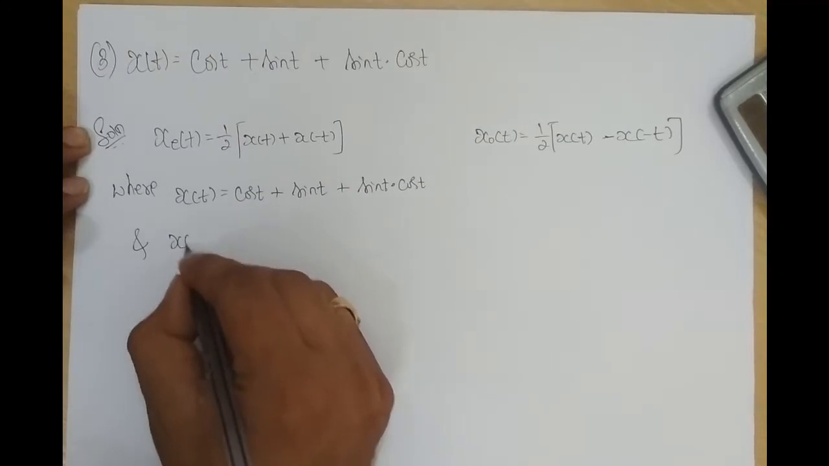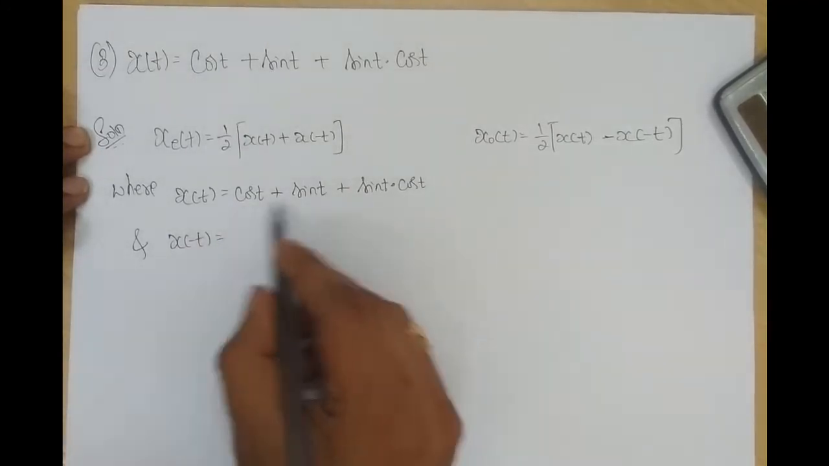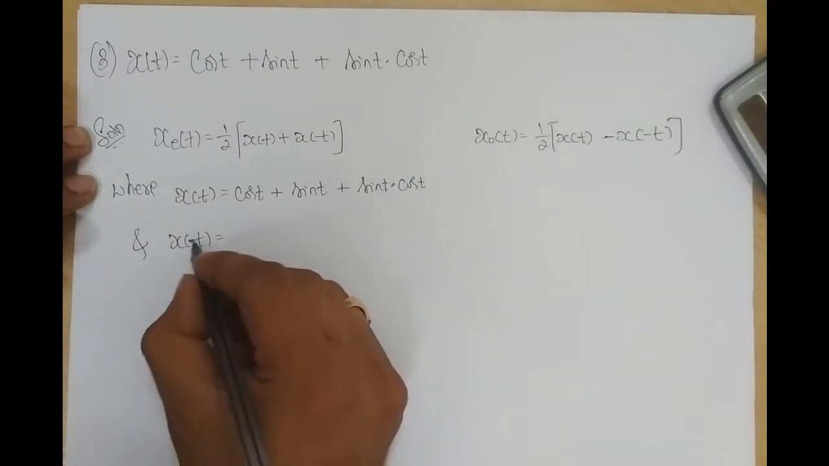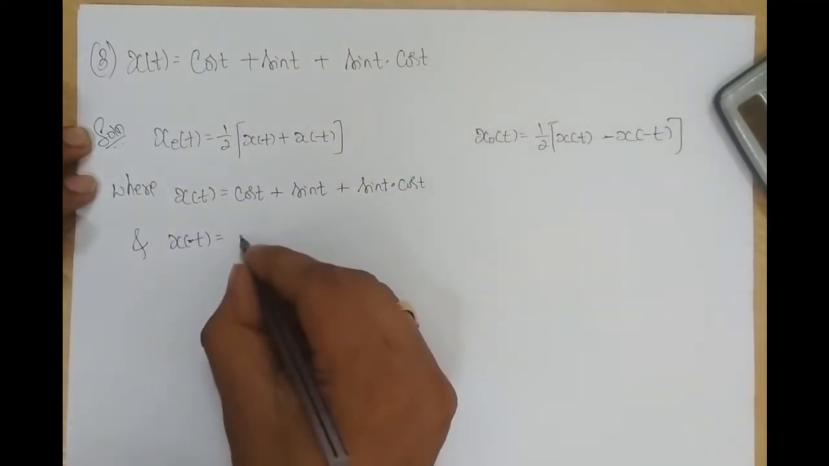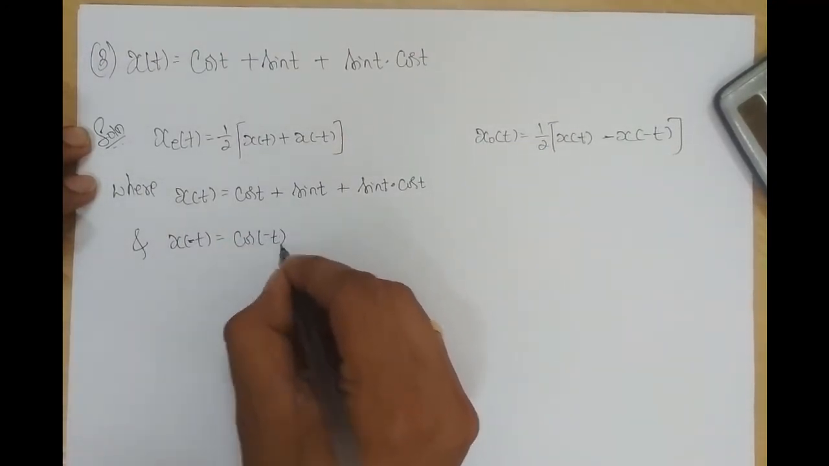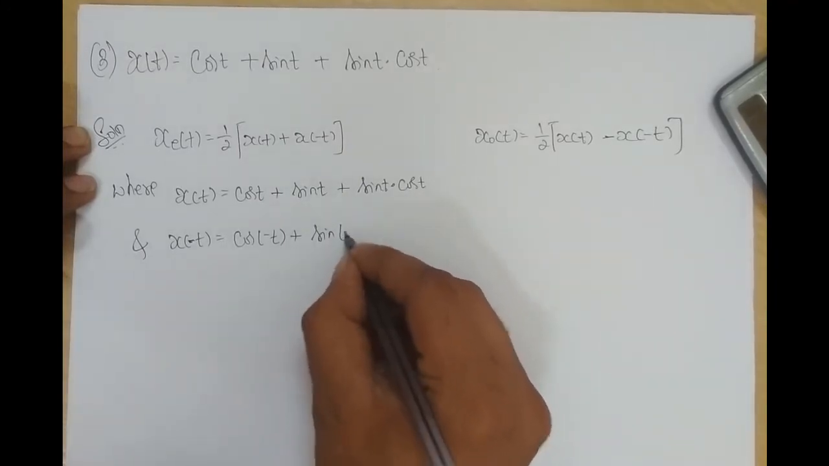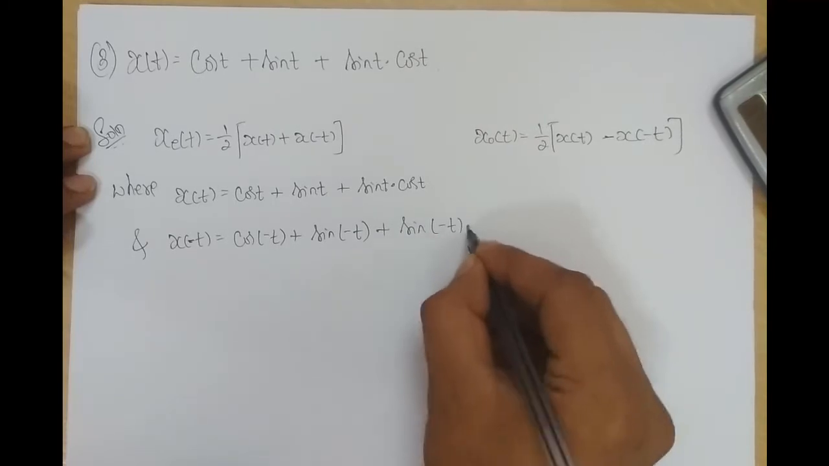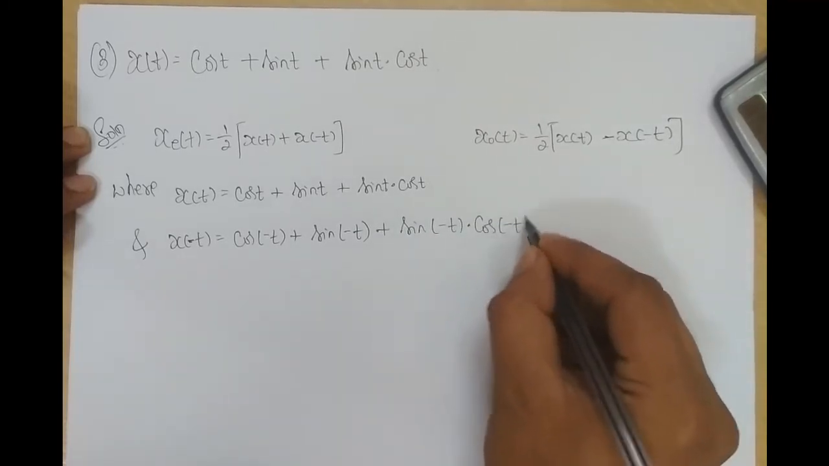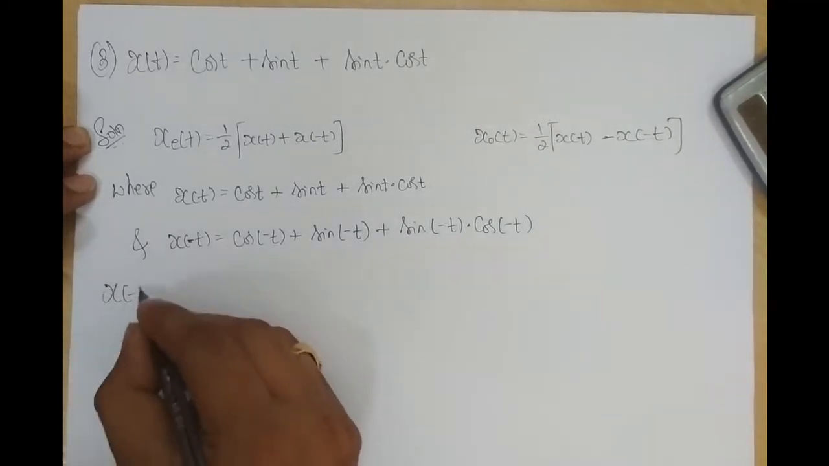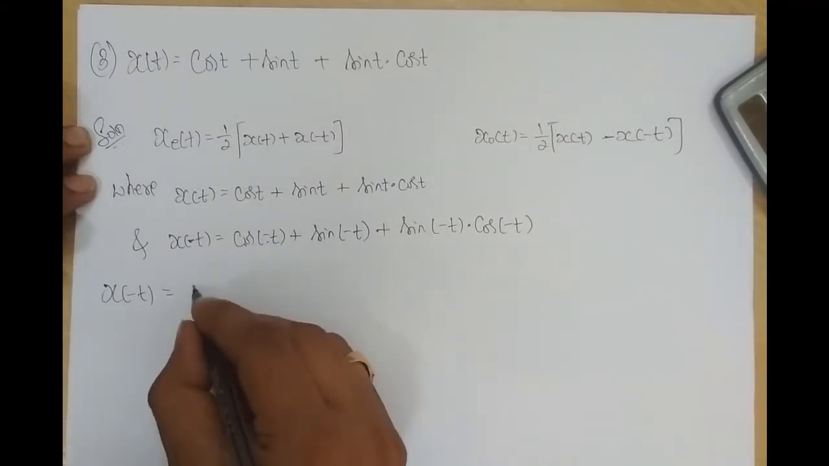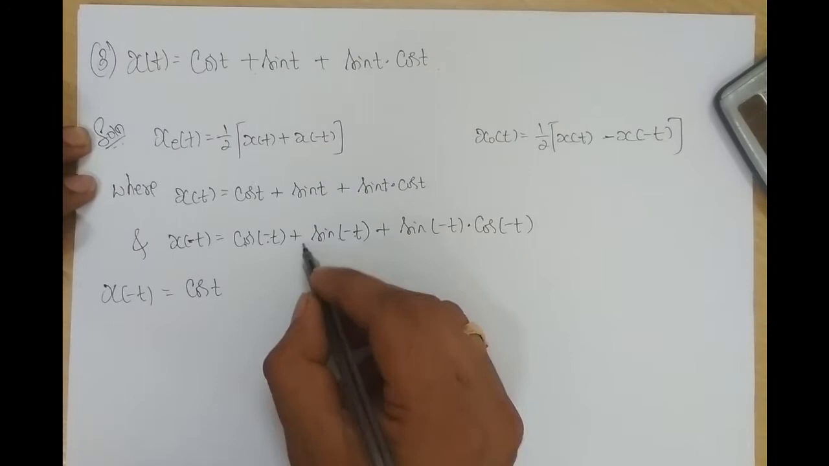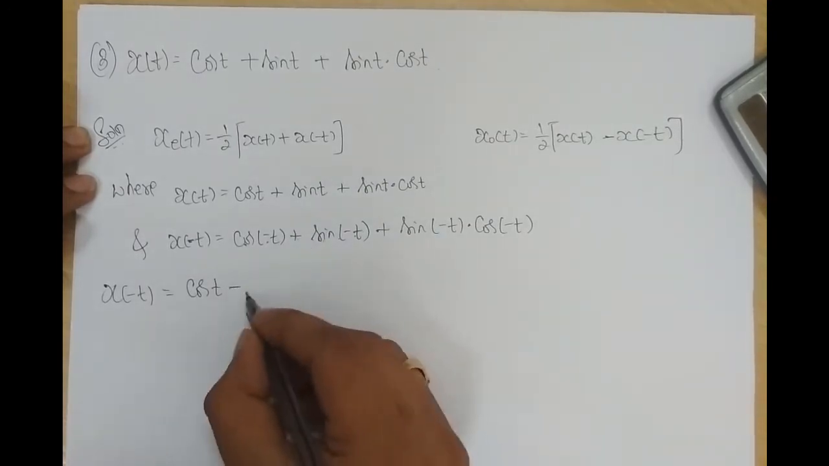And what is x of minus t? Wherever t is there, you have to replace it by minus t in the x of t equation. So cos of minus t plus sin of minus t plus sin of minus t into cos of minus t. So x of minus t is equal to, what is cos of minus t? It is cos t. What is sin of minus t? It is minus sin t. So minus into plus, this is minus sin t.